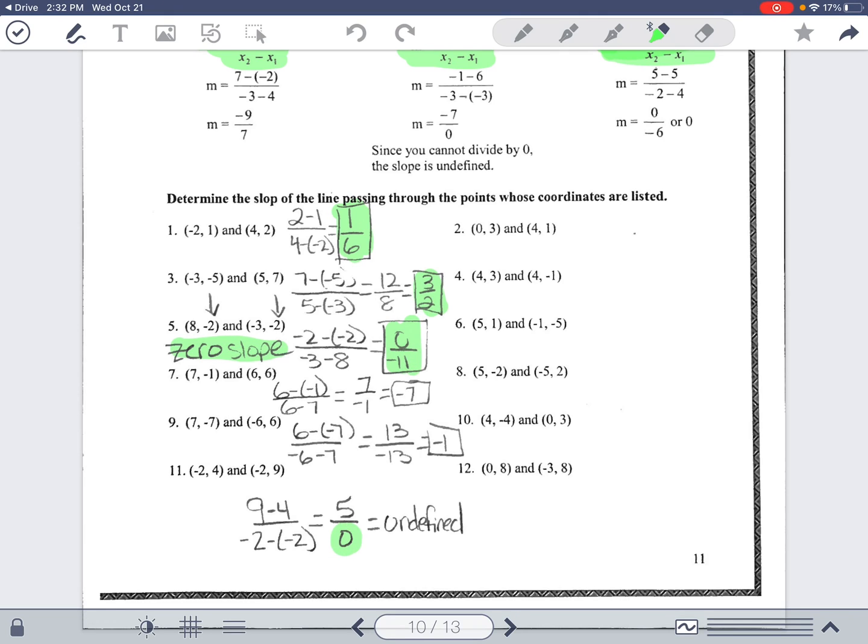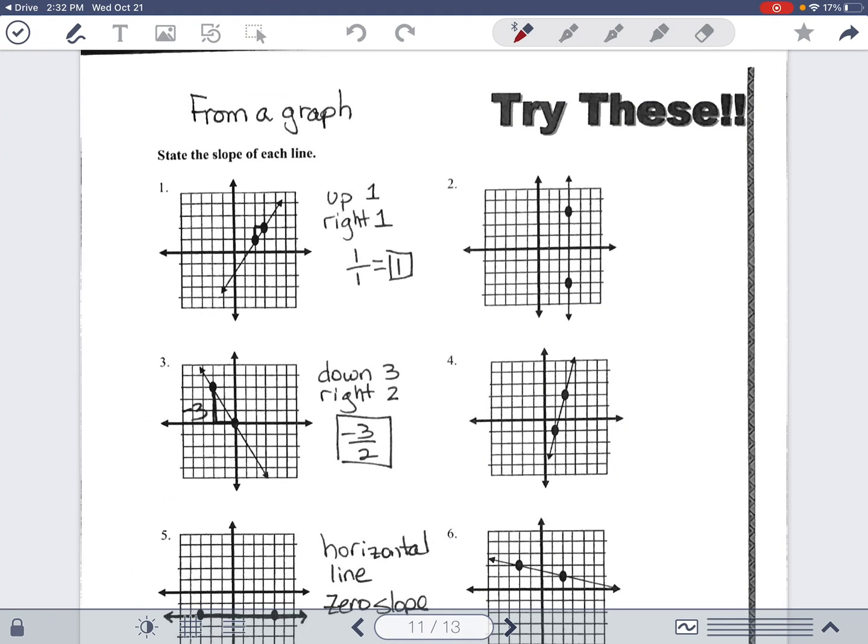When you have a 0 in the denominator, it's undefined. You cannot have 0 in the denominator. So that means that the line is undefined, so it would be a vertical line, like that. Okay? And you're welcome to do the evens. If you want to shoot me an email with your answers, we can double check them in Canvas, of course. All right, now we're going to practice finding the slope of a line from a graph.